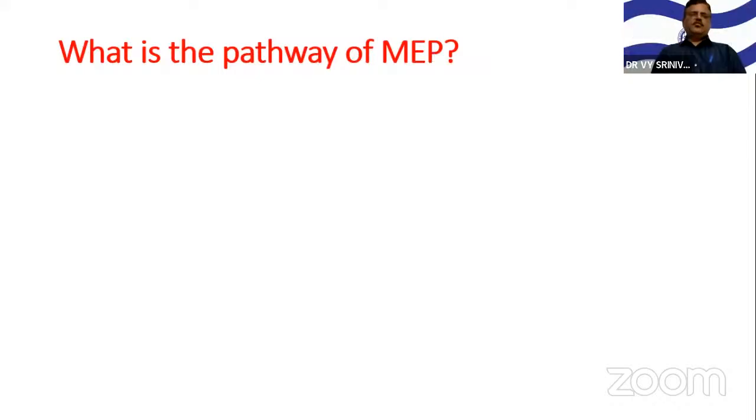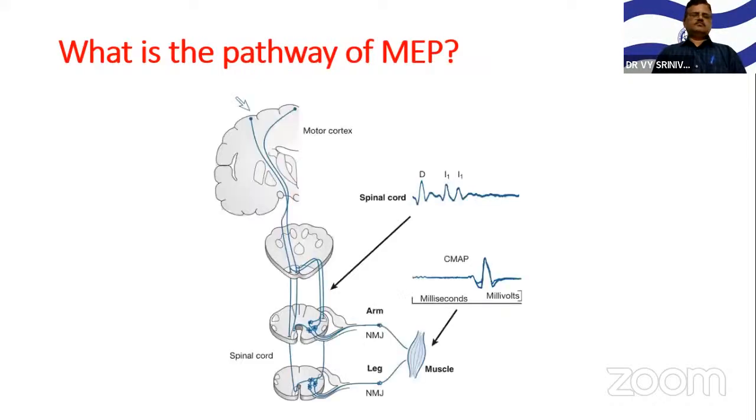What is the pathway of motor evoked potential? The motor evoked potential is produced by the stimulation of the motor cortex. The electrical activity follows the corticospinal tract to enter the anterior horn of the spinal cord. Next, it synapses to the peripheral nerve and traverses the neuromuscular junction, producing a muscle response, which can be recorded in the epidural space as D and I waves, or the muscle as compound muscle action potentials.